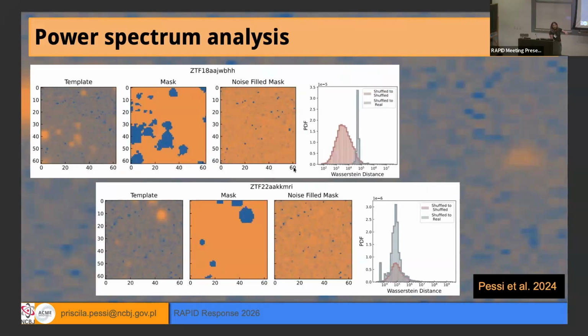So in the top here, I included an event that has a host. Typically, we wouldn't do this for things that have a host because it would be discarded already in the sigma clip, but we need to show how it works. So in the top, you see the template and then the mask, the sigma clip stamp that we fill with noise, so it is smooth. And then we do this shuffling, and then we analyze the distances between the distributions, and you can see here that the distributions are separated, which is different from what we see here in the bottom, where the distributions are on top of each other. So we say, okay, this event is a hostless candidate.